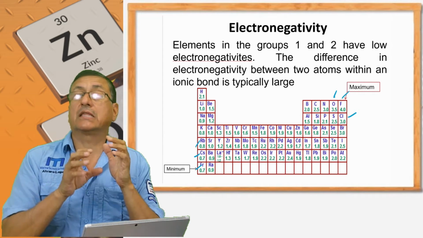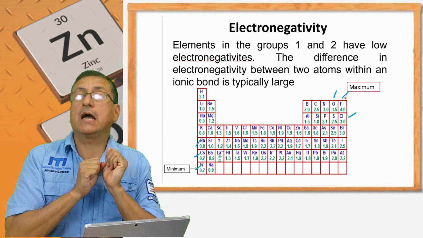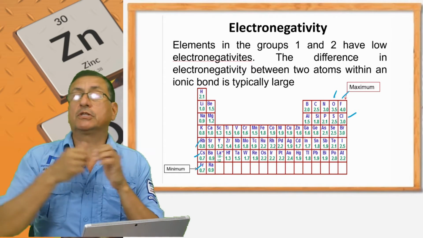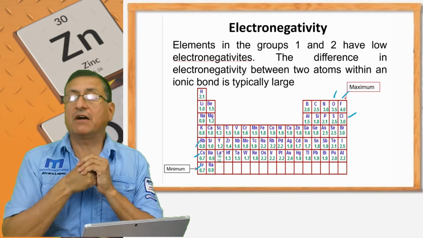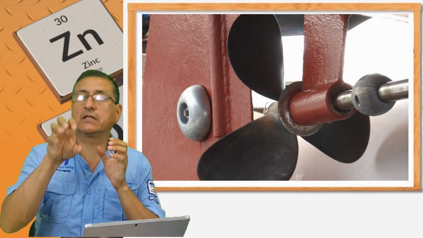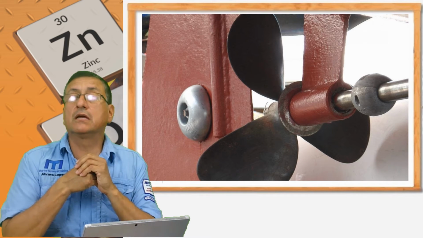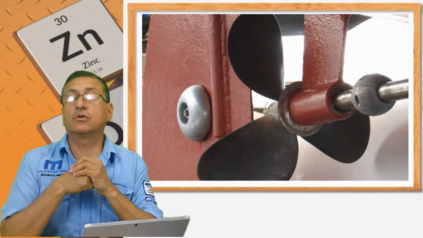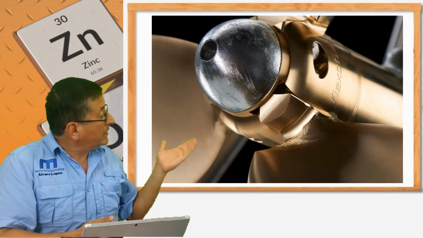The oxygen attacks the less noble, and the more noble metal is protected. Examples: the shaft. The shaft is protected with pieces of zinc, like this, and the oxygen attacks the pieces of zinc, and the shaft stays in good condition. The propeller, exactly the same.